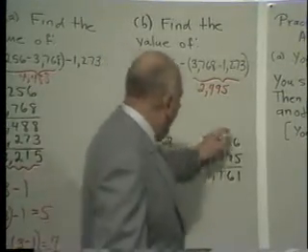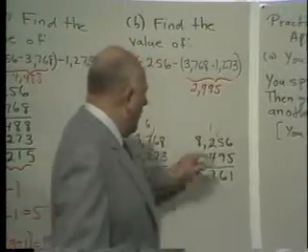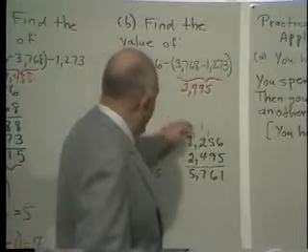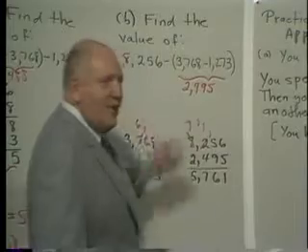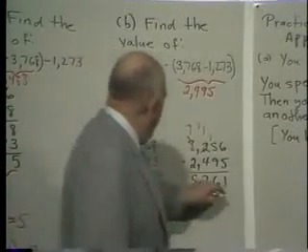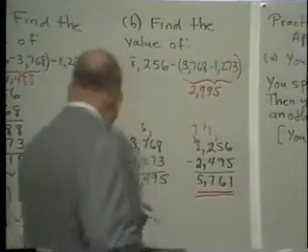2,495. See, 5 from 6 is 1. 9 from 5 I can't take, so I borrow. 9 from 15 is 6. 7 from 1 I can't take, so I borrow again. 4 from 11 is 7. 2 from 7 is 5. So now the answer to part B is 5,761. And what was the answer to part A?